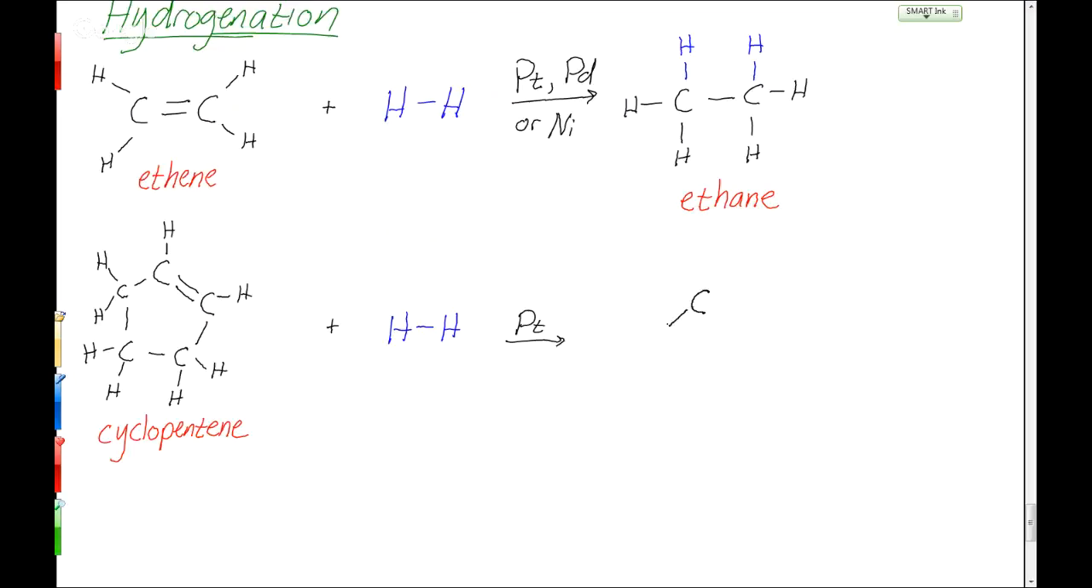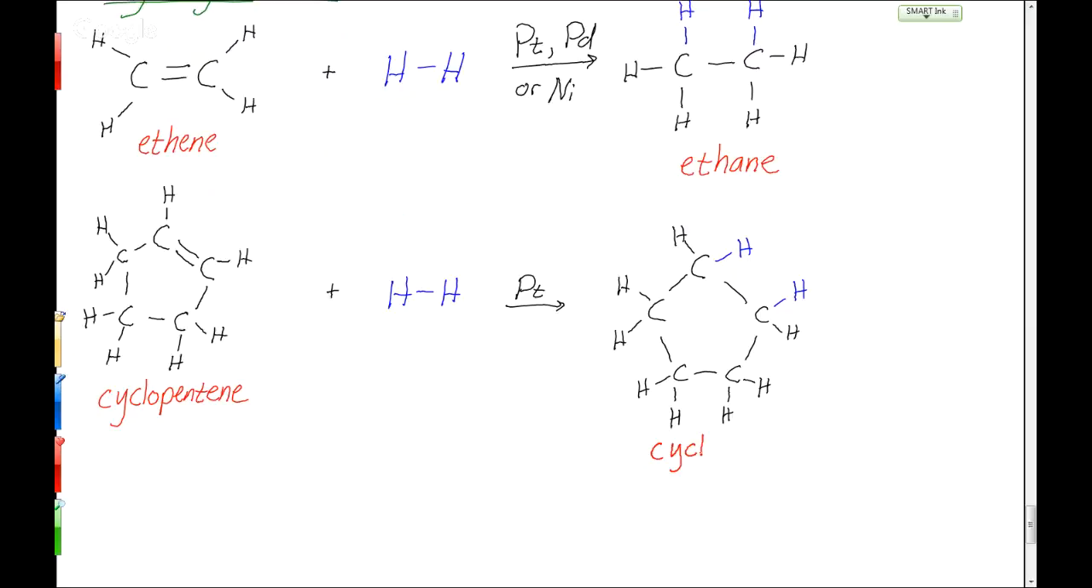And our product is going to behave in the same way. We no longer have an alkene. We no longer have a double bond. Instead, we have added those hydrogens across that double bond. So we now have cyclopentane. From cyclopentene to cyclopentane, that's how that reaction works.